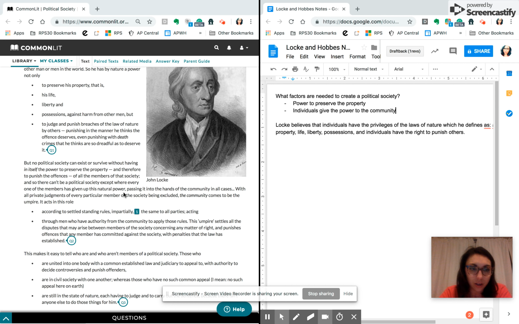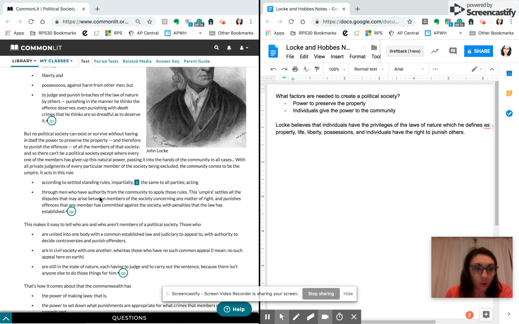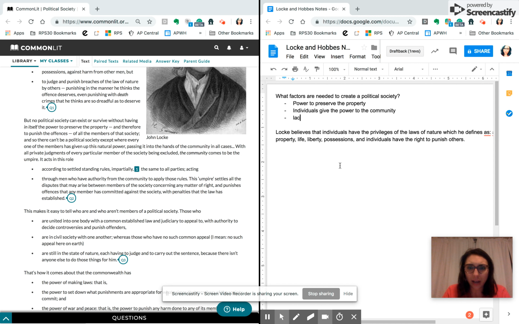It says, passing it into the hands of the community in all cases, with all private judgments of every particular member of the society being excluded. The community comes to be the umpire, right? So you think about an umpire in baseball. They make the rules. It acts in the role according to the settled standing rules, impartially, the same to all parties. So he seems to have this idea that there's a lack of bias in a political society.